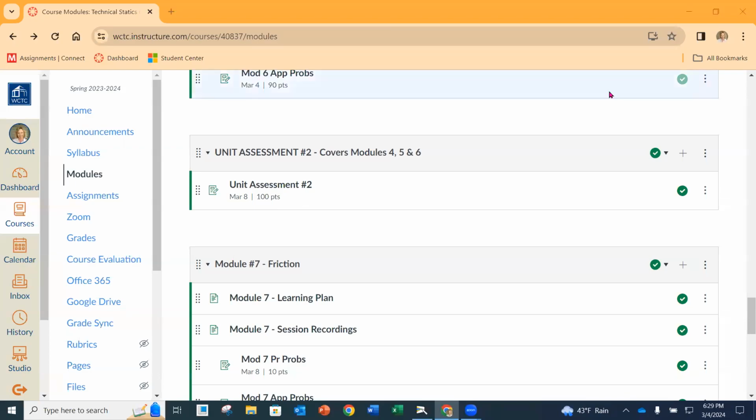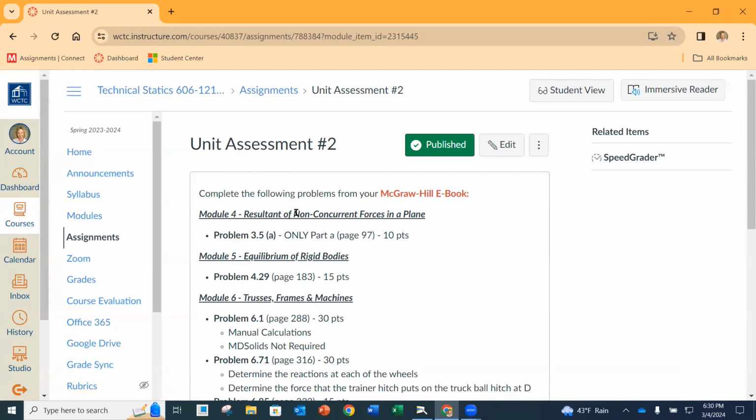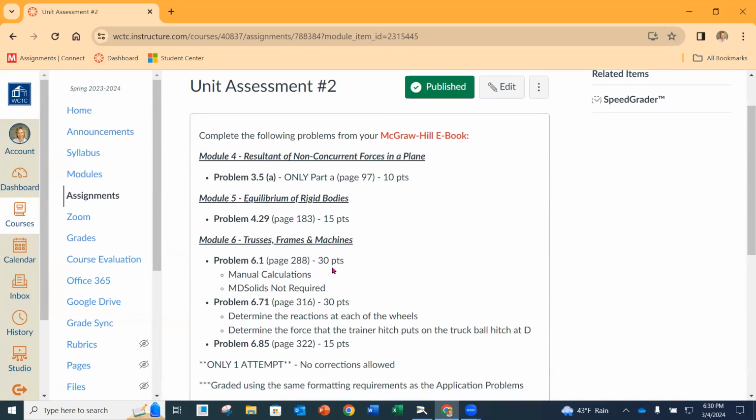Okay, we're going to take a look at the Unit 2 assessment. We're going to click on our assessment, and you're going to notice that it gives you a list of the problems that you're going to be working for this assessment and the points associated with them. I wanted to go over each one of these problems and see if there are any initial questions, but I just want to give you an overview of what the assessment is all about.